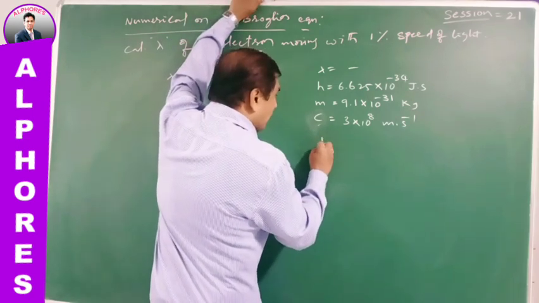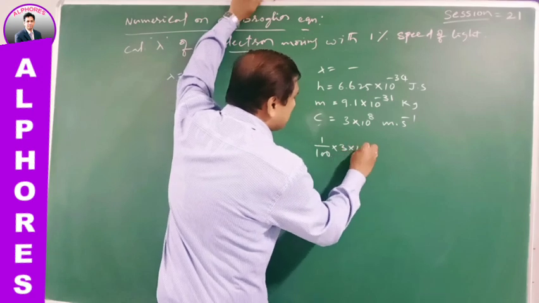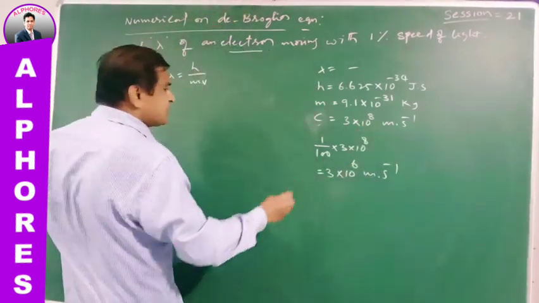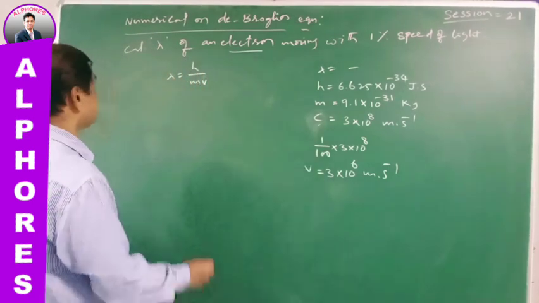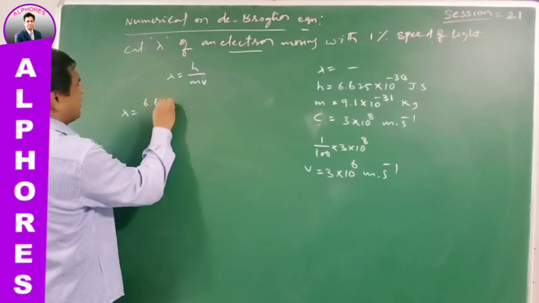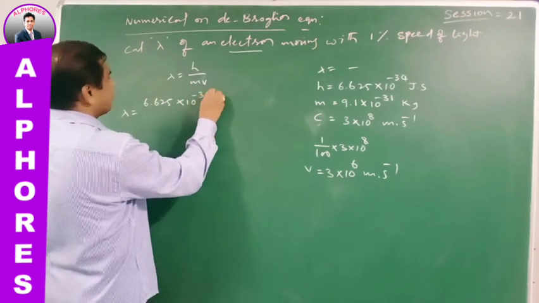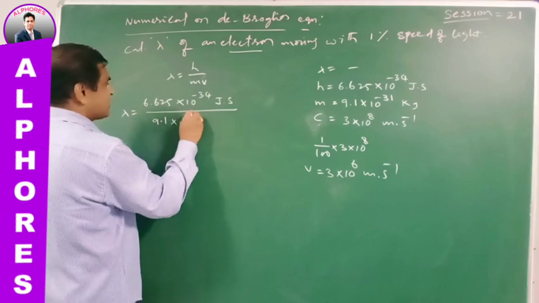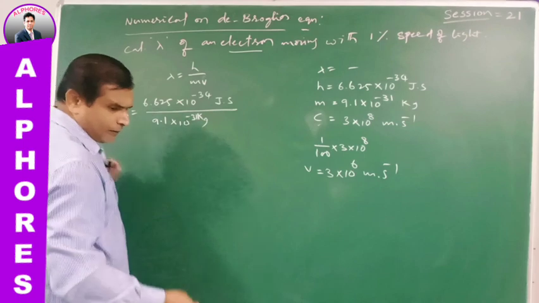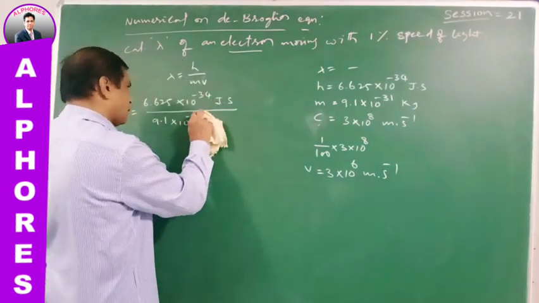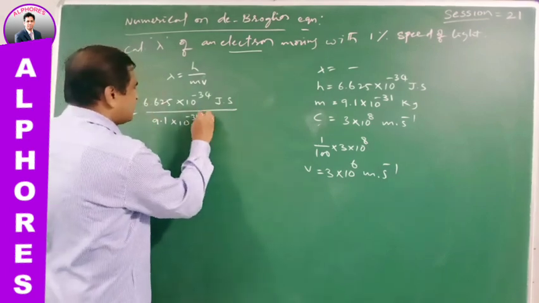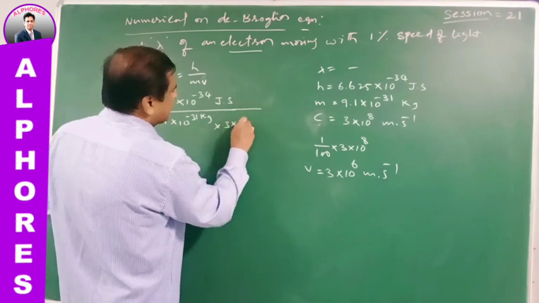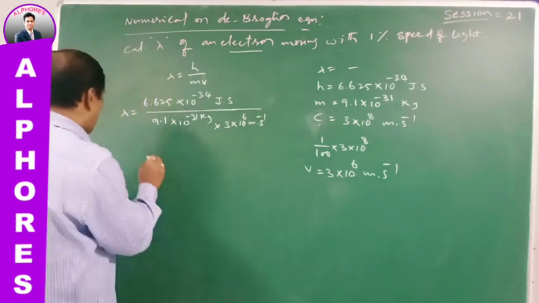So 1% of 3 into 10 to the power 8 is 3 into 10 to the power 6 meter per second. Yes, that is the velocity we should consider. Now, lambda equals 6.625 into 10 to the power minus 34 joule second, divided by mass of the electron 9.1 into 10 to the power minus 31 kg, into velocity 3 into 10 to the power 6 meters per second.